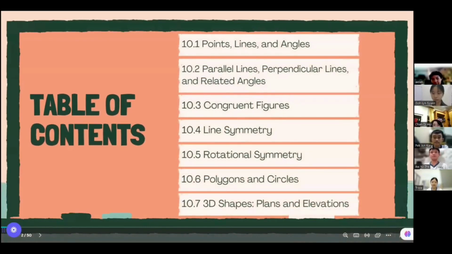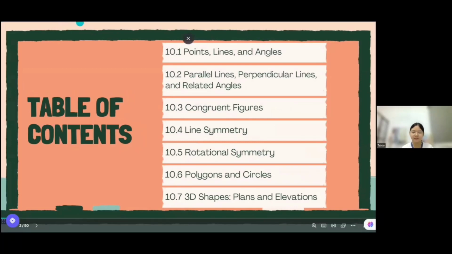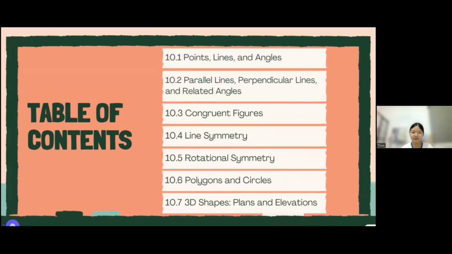This is our table of contents. In our presentation, we will include Chapter 10.1 until Chapter 10.7. Chapter 10.1 Points, Lines, and Angles. Chapter 10.2 Parallel Lines, Perpendicular Lines, and Related Angles. Chapter 10.3 Congruent Figures. Chapter 10.4 Line Symmetry. Chapter 10.5 Rotational Symmetry. Chapter 10.6 Polygons and Circles. Chapter 10.7 3D Shape, Plans, and Elevation.